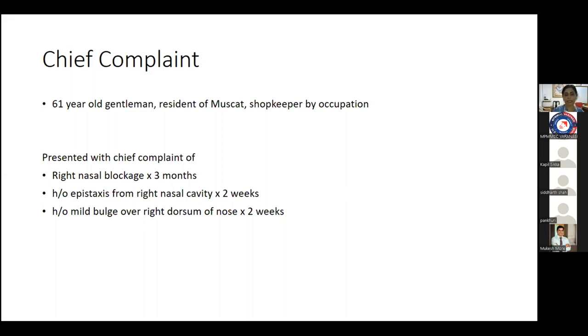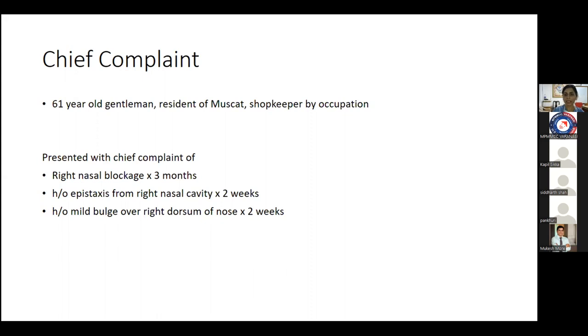In paranasal sinus, the occupation is very important. In 40% of cases, it is associated with sinonasal malignancy. If there is wood exposure, softwood has a relation with squamous cell carcinoma. Squamous cell carcinoma develops 70 times more in softwood exposure. Adenocarcinoma develops in hardwood exposure.